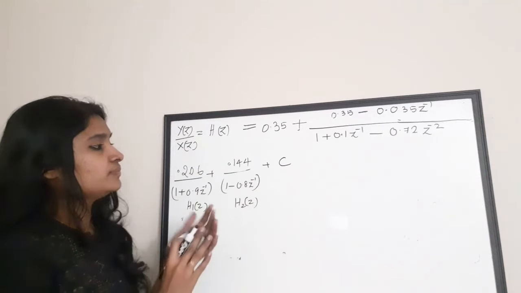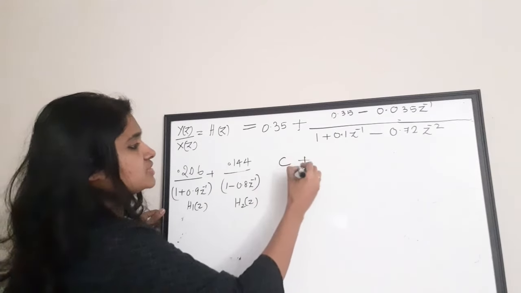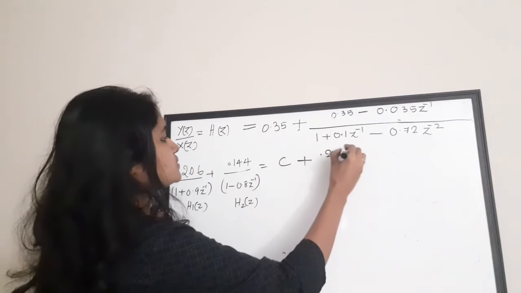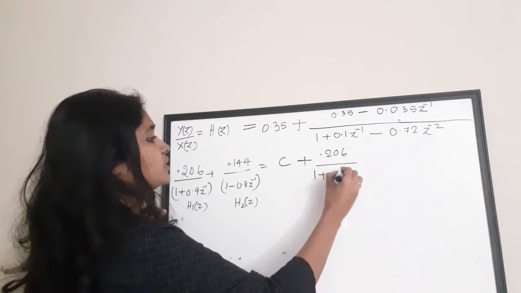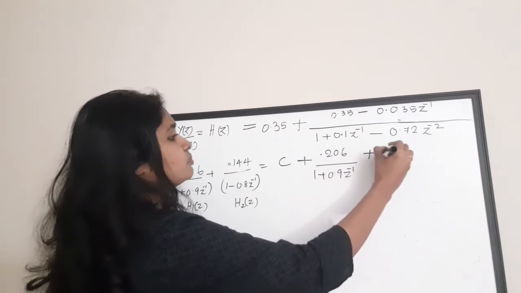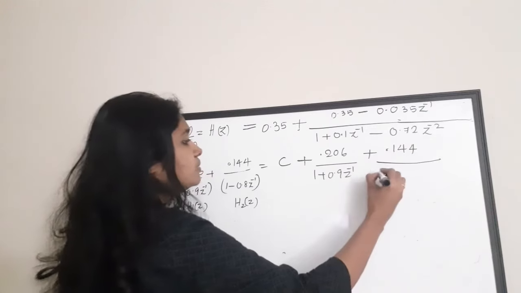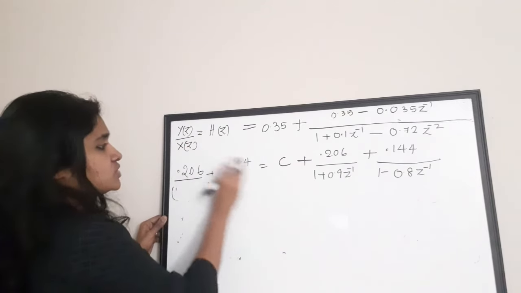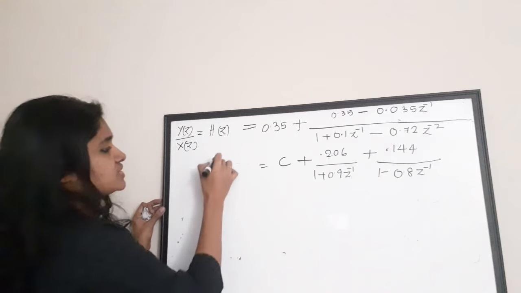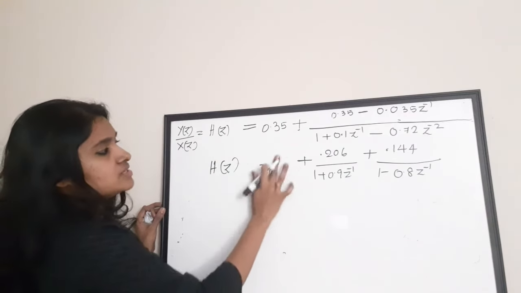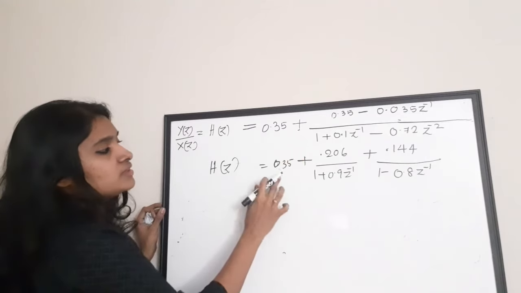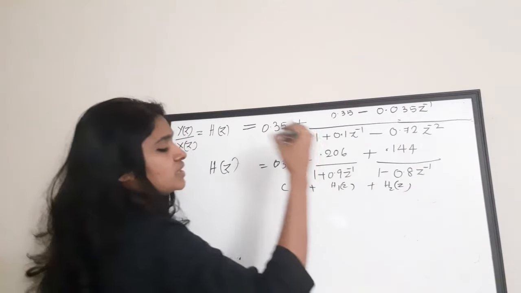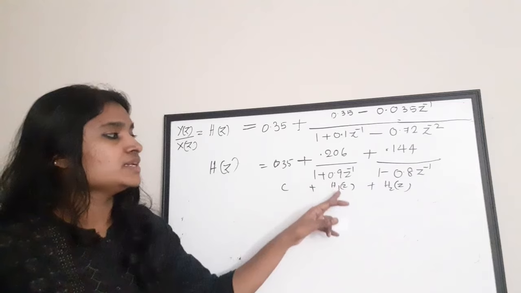So it should be actually, okay, I'll write it once again anyway, just to make you feel the same thing. 0.206 by 1 plus 0.9 z raised to minus 1 plus 0.144 by 1 minus 0.8 z raised to minus 1. So now we have our H of Z in the form C, H1 of Z and H2 of Z. The C value is 0.35. Right. Now we have the H1 of Z and H2 of Z.